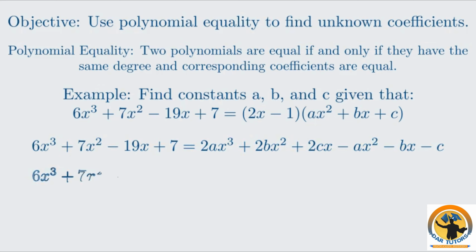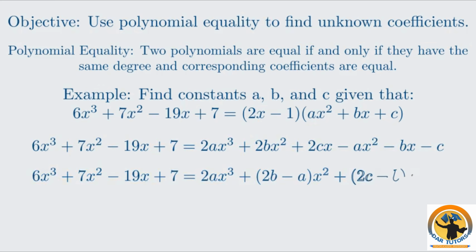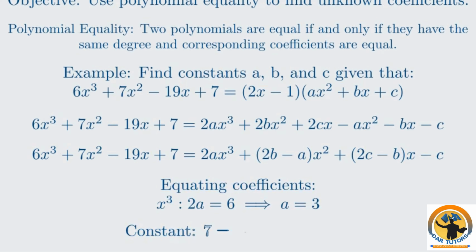Next, we group the terms by their powers of x. We have a cubic term, a quadratic term, a linear term, and a constant term. Now, we can equate the coefficients of the corresponding powers of x on both sides of the equation. For the x cubed terms, we have 2a equals 6, which means a must be 3. For the constant terms, we have 7 equals negative c, so c must be minus 7.